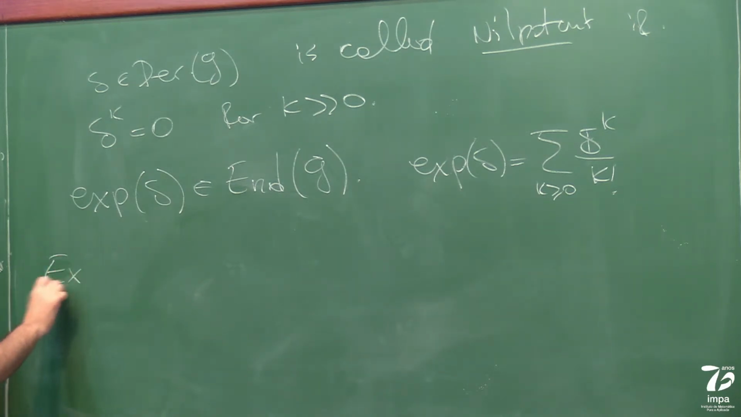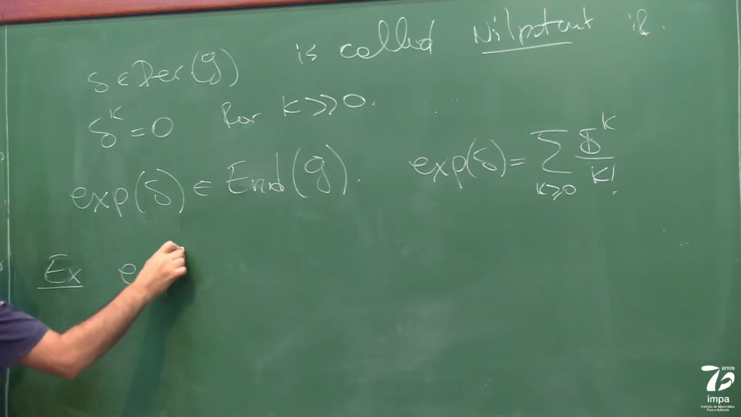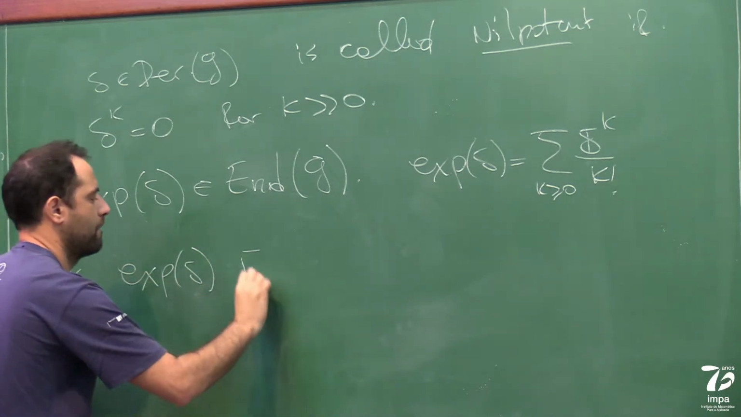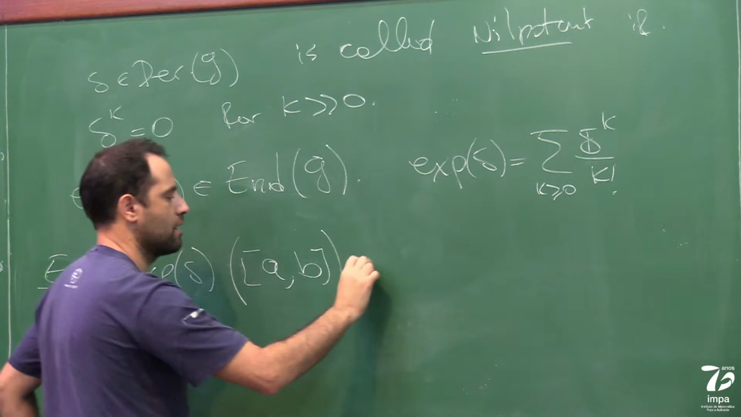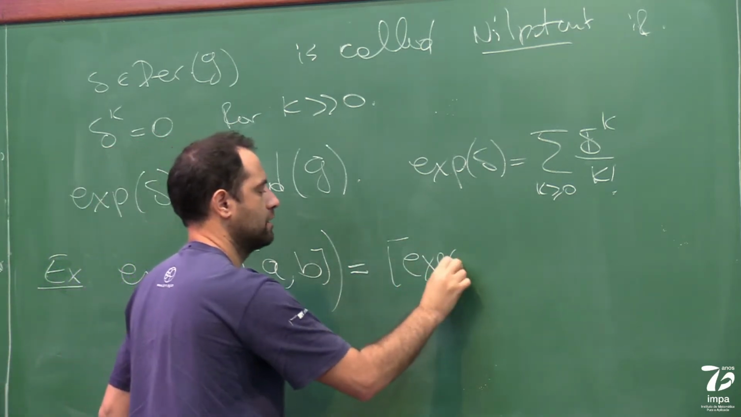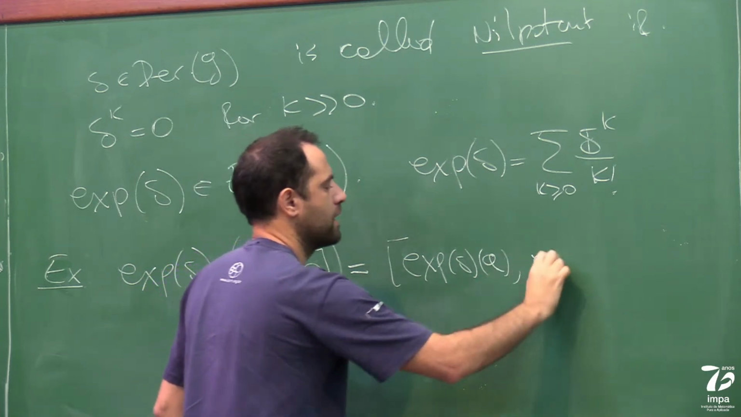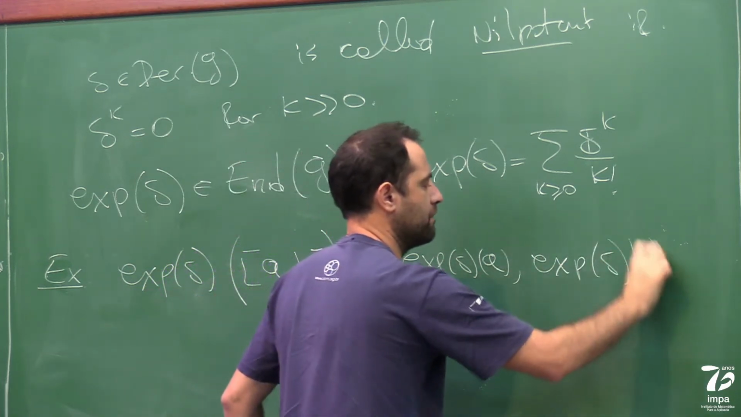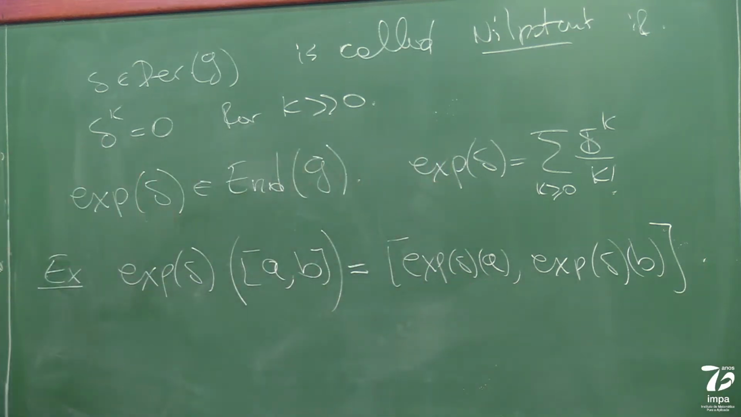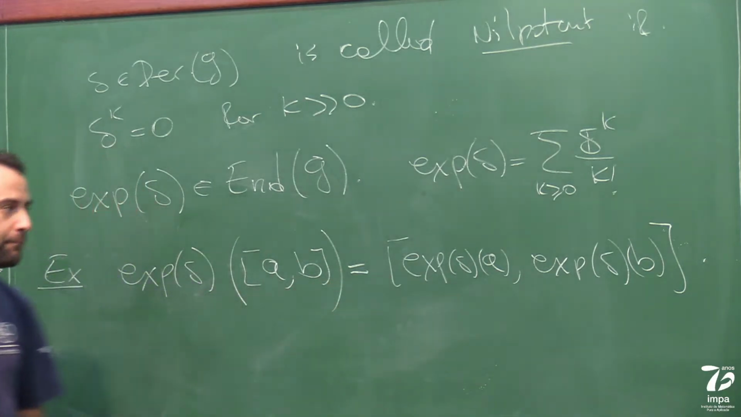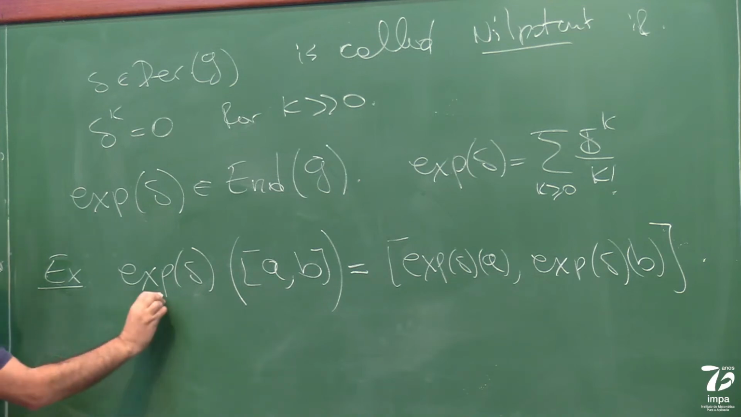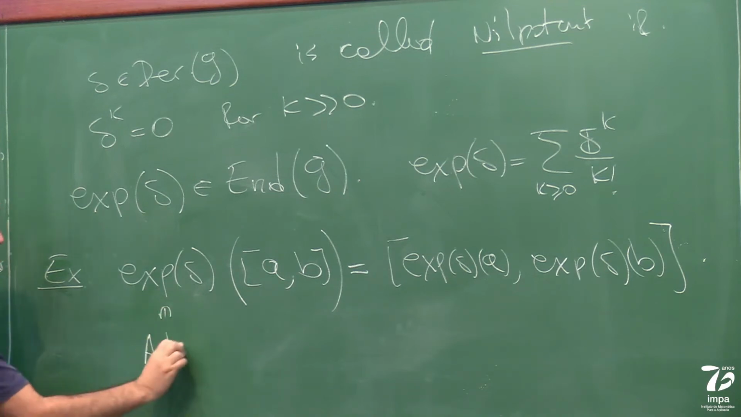So, exercise, and it's a trivial exercise: the exponential of delta, when applied to this element of G, is the same thing as the exponential of delta applied to A, bracket the exponential of delta applied to B. This is essentially just write down this formula on both sides and just collect the terms in a sum. So that means that this in particular is an automorphism of G.